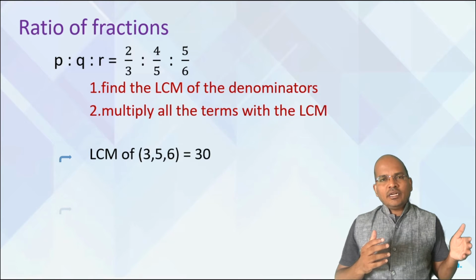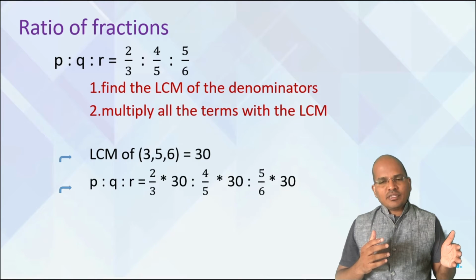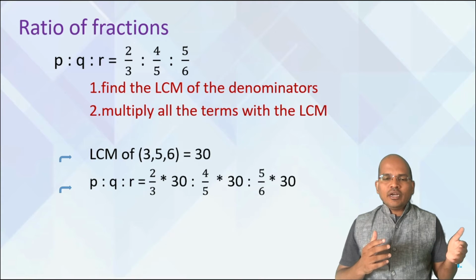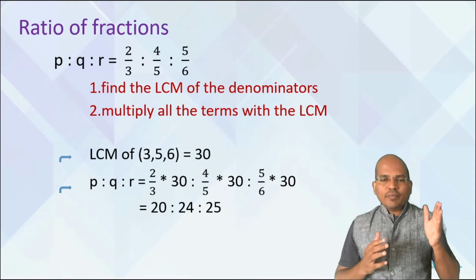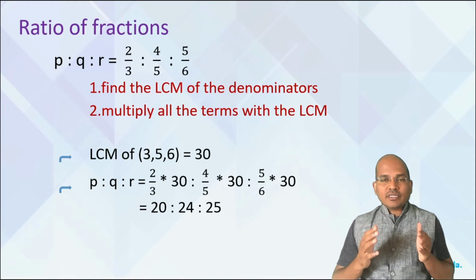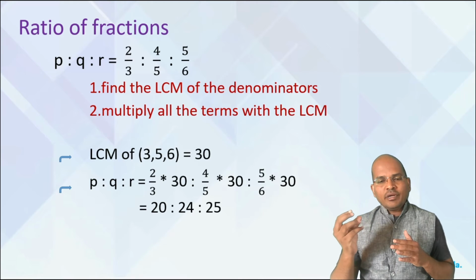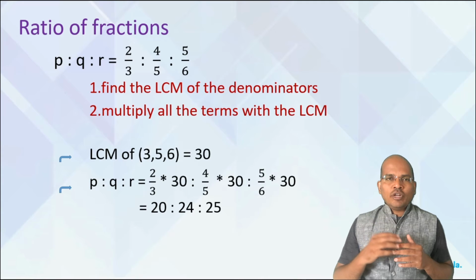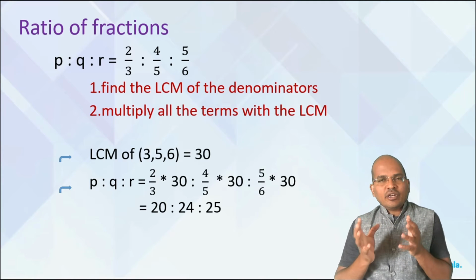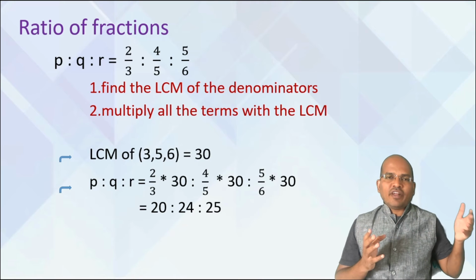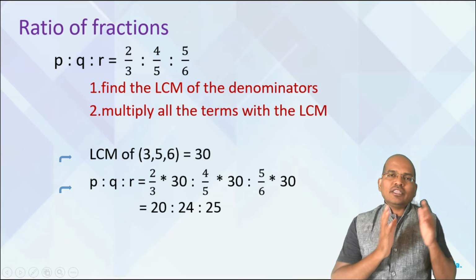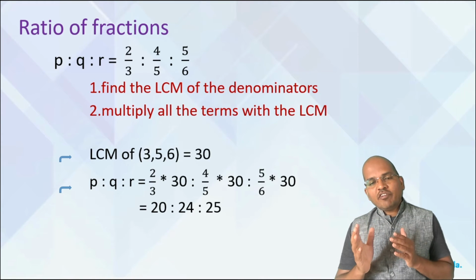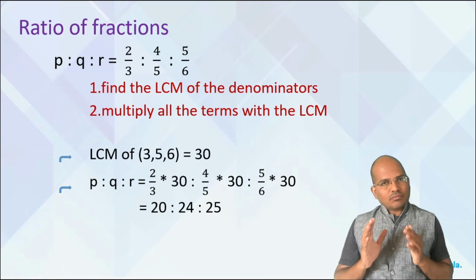So what do you get? 2 by 3 times 30 is to 4 by 5 times 30 is to 5 by 6 times 30. You get the answer as 20 is to 24 is to 25. Now you observe that 2 by 3 is to 4 by 5 is to 5 by 6 has transformed into a natural number ratio, which is 20 is to 24 is to 25. So working with a natural number ratio is easier than working with a fractional ratio. So keep in mind, whenever you are given a fractional ratio, you need to convert that fractional ratio into its equivalent natural number ratio. So moving ahead.